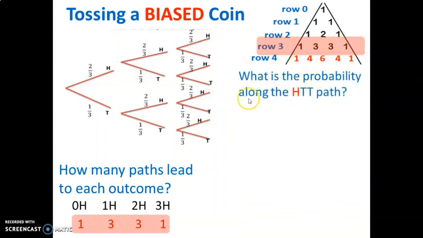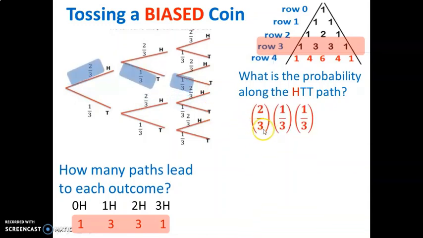So what is the probability along the HTT path, the one where you have a head, a tail, and a tail? Okay, so you're trying to find the probability along the HTT path, so that's heads, tails, tails. So find it now. Okay, the probability is found by multiplying the probabilities along the branches. So you multiply 2/3 times 1/3 times 1/3 to get 2/27.